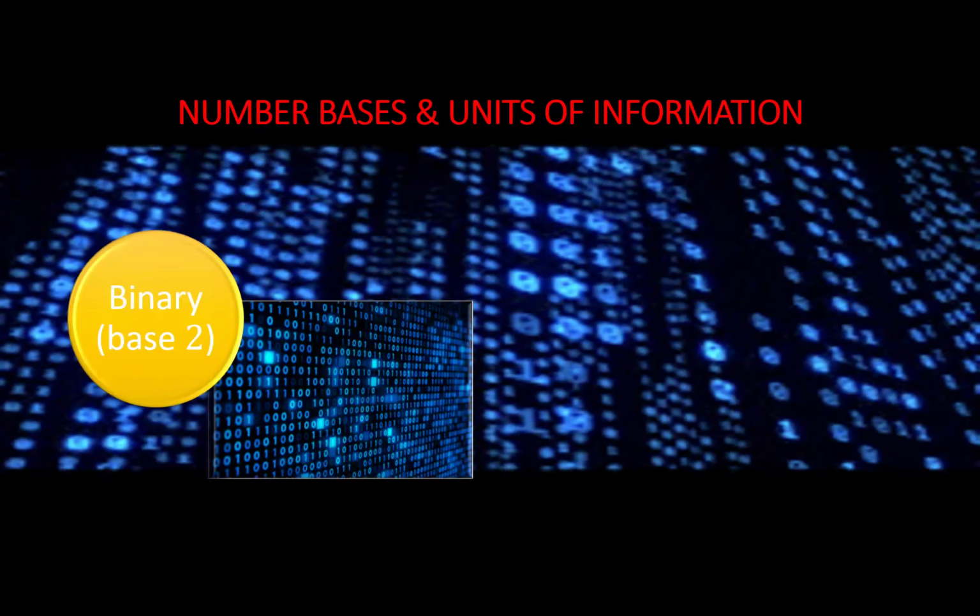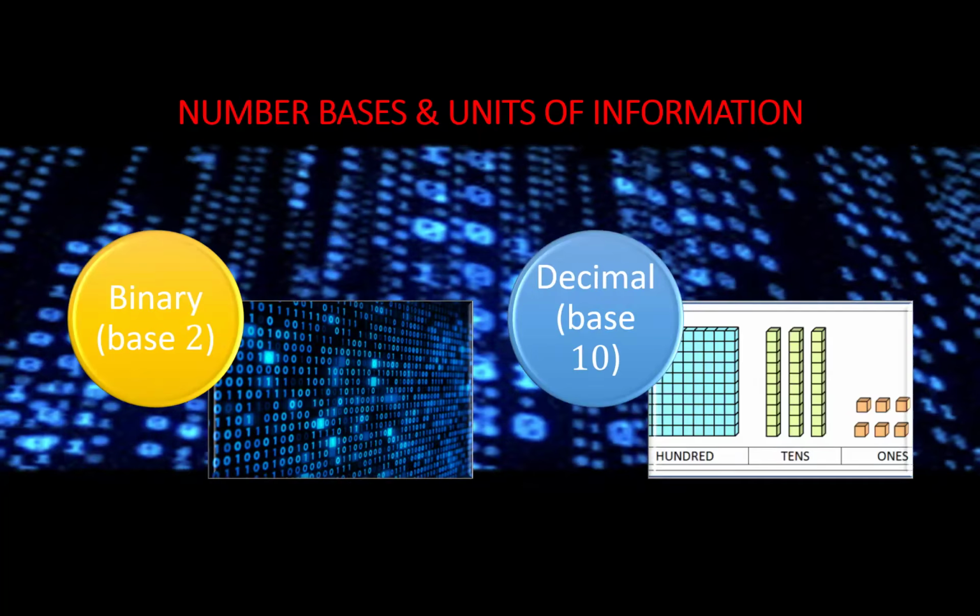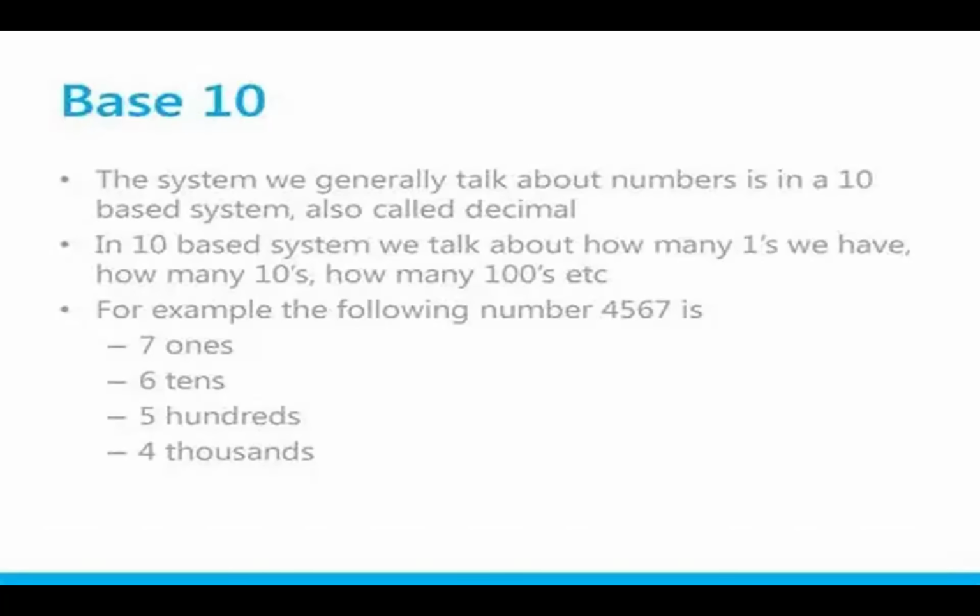After binary, there is decimal, base 10, our human counting system. The system we generally use to talk about numbers is the base 10 system, also called decimal. In the base 10 system, we talk about how many ones we have, how many tens, how many hundreds, etc. For example, the number 4,567 means 7 ones, 6 tens, 5 hundreds, and 4 thousands.